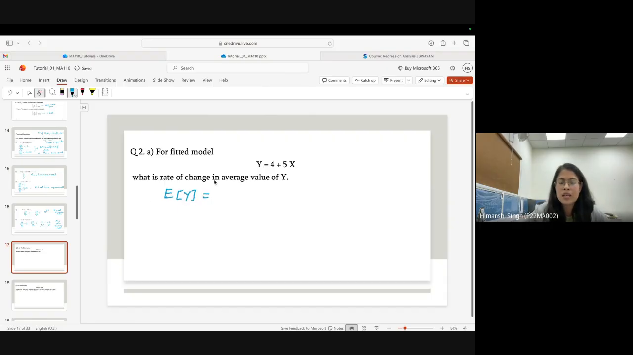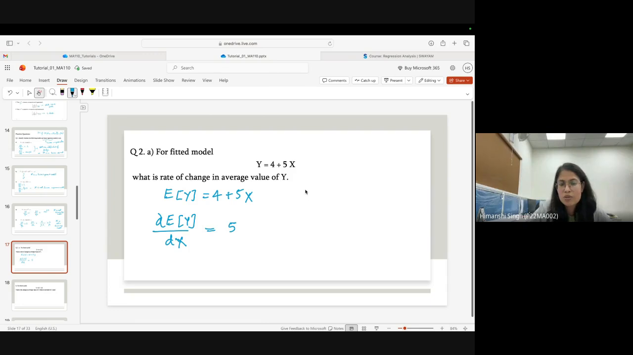In the assumptions, we have considered that y is a random variable, while x is not a random variable; we can control the value of x. On the right-hand side, if I apply the expectation, 4 is constant, 5 is constant, and x is not a random variable. So the expectation of y will remain 4 plus 5x. Now I want to find the rate of change with respect to x. The derivative of the expectation of y, dE(y)/dx, will be 5. So the rate of change of the average value of y with respect to x is 5.